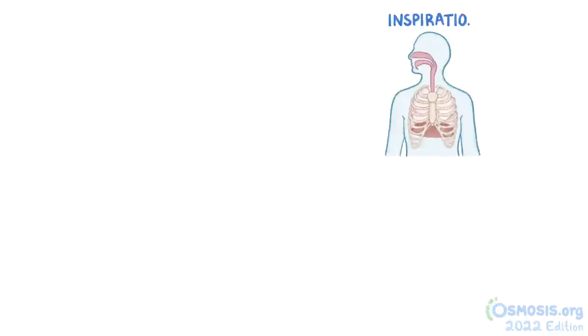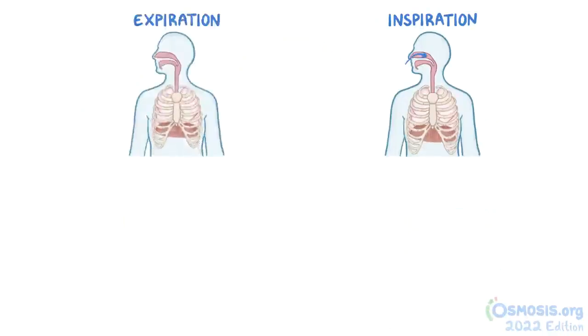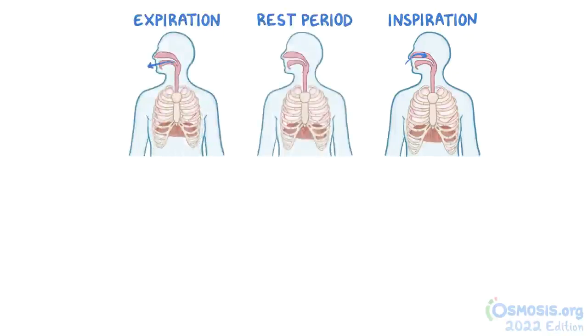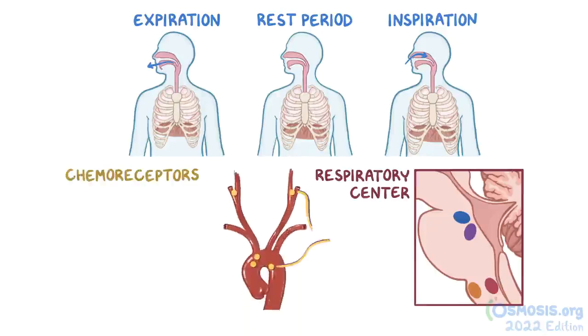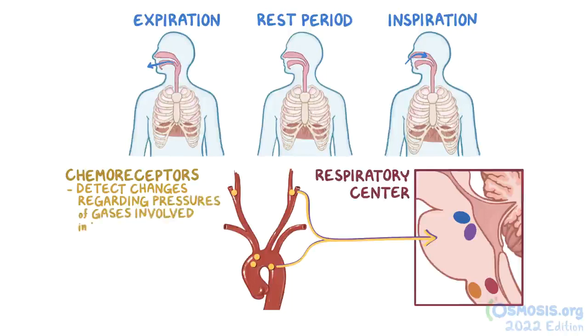Okay, quick recap. Breathing involves inspiration, expiration, and a resting period between the two. Inspiration is the active phase when air enters the body, while expiration is the passive phase when air leaves the lungs. In order for this cycle to happen, there is a respiratory center which controls breathing. This center receives information from a group of receptors, known as chemoreceptors, which detect any changes regarding the pressures of the gases involved in breathing.